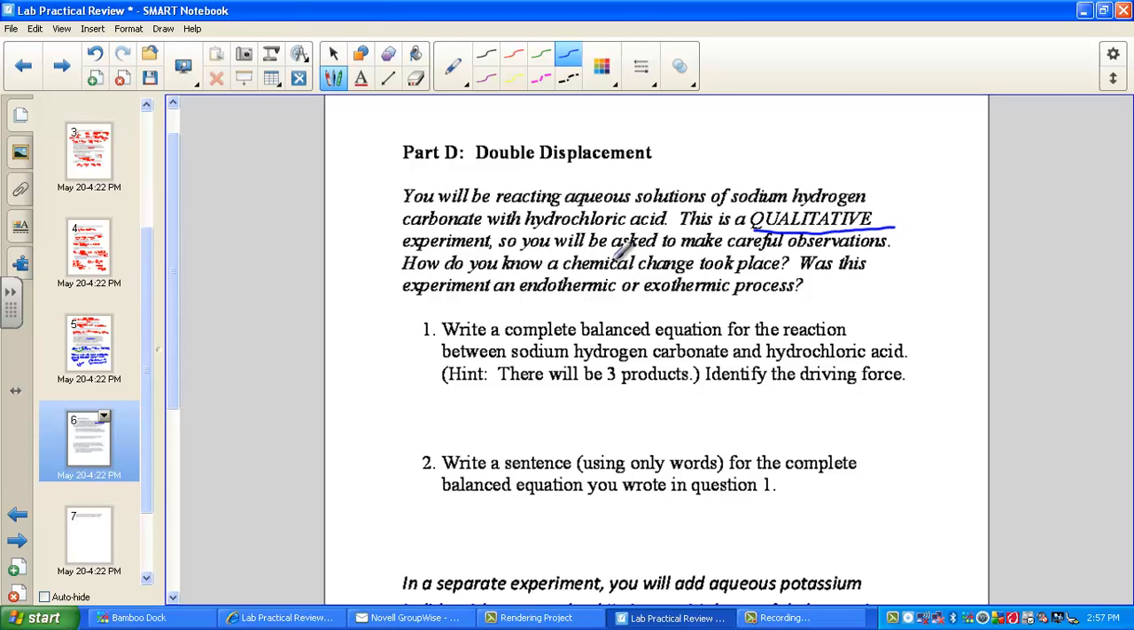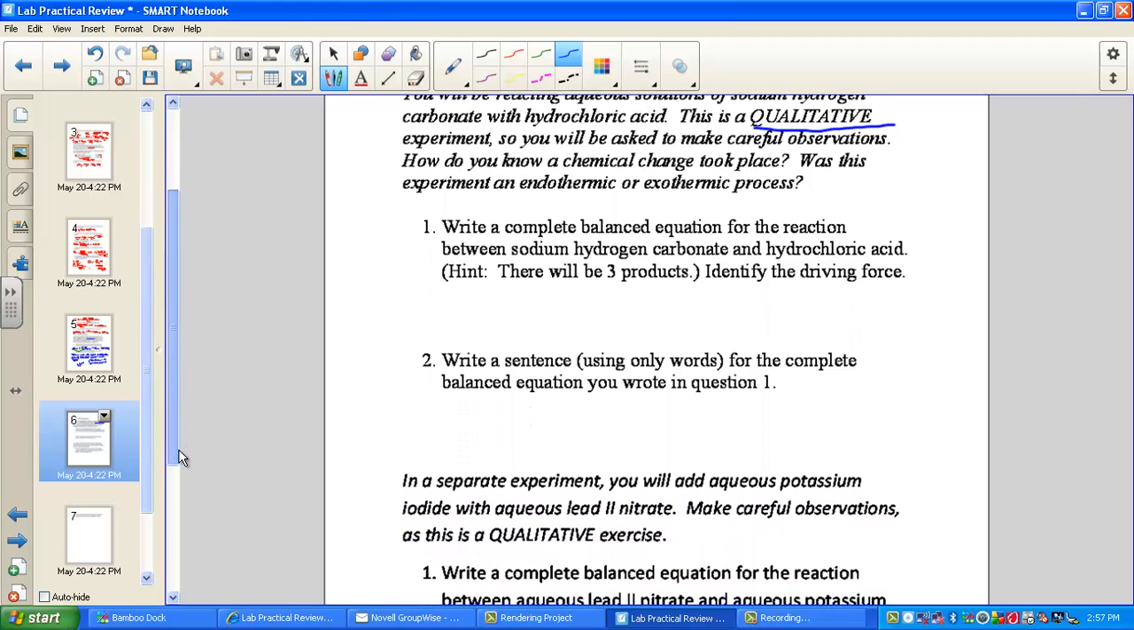Keep in mind you're being a chemical detective. What kind of observations can you make to let you know a chemical change took place? Was this endo or exothermic, as I spoke to in the last instructional review video? We're going to be reacting sodium hydrogen carbonate. We're going to have to write out its formula. Sodium with its +1. Hydrogen carbonate, sometimes we call that bicarbonate, HCO3 -1.